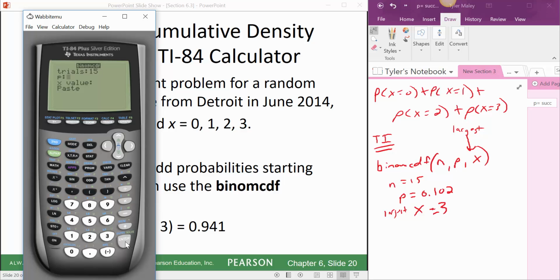My p value is 0.102, and my largest x value is 3. All right, so I hit paste, enter, and we get 0.941 roughly, right? So we can find that all together.